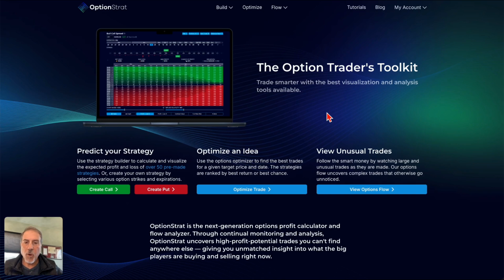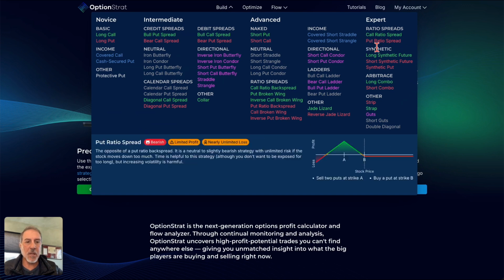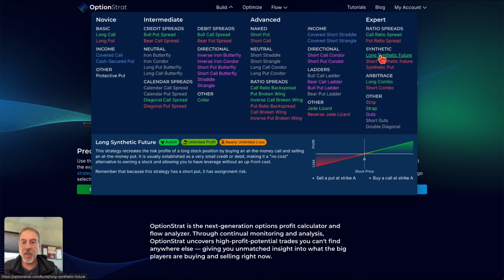Hello, traders. So I want to take a moment to briefly discuss what are called synthetic positions. The easiest way for me to share these with you is to come into OptionStrat, which again, is a great program for visualizing these sorts of things. I can come in specifically and build a long synthetic position.